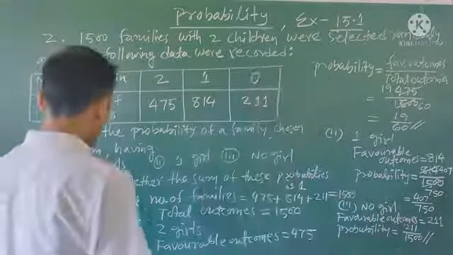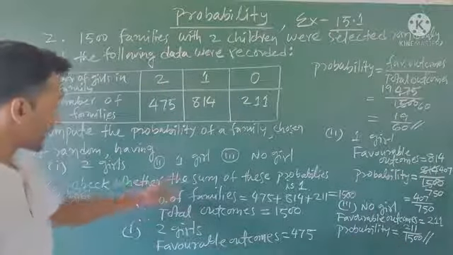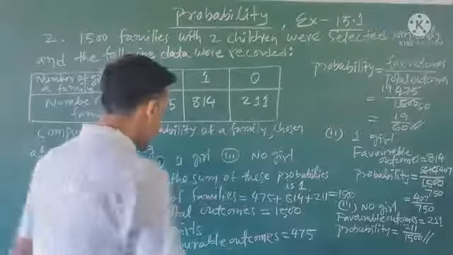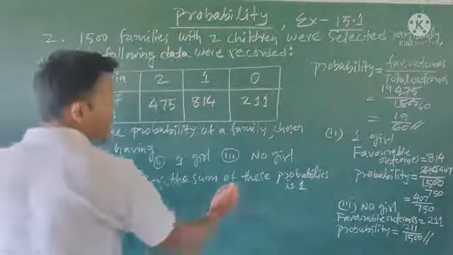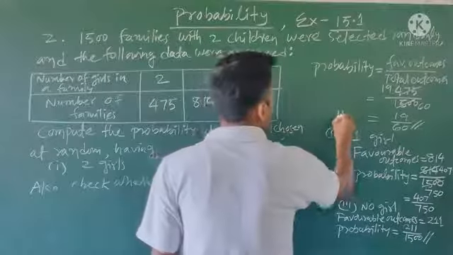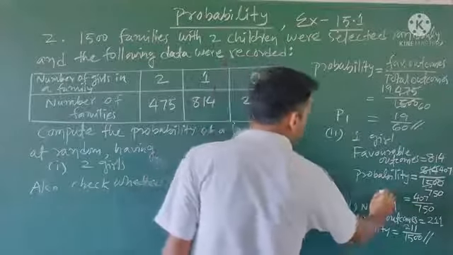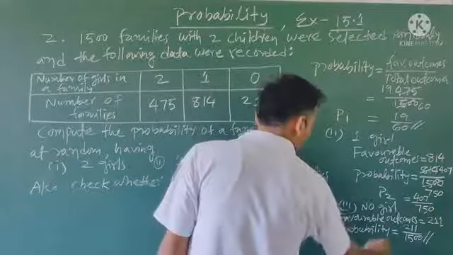Okay. Now you see, also check whether the sum of these probabilities is 1. So first, this one you take as probability 1. This one you take as probability 2. This one you take as probability 3. Okay.